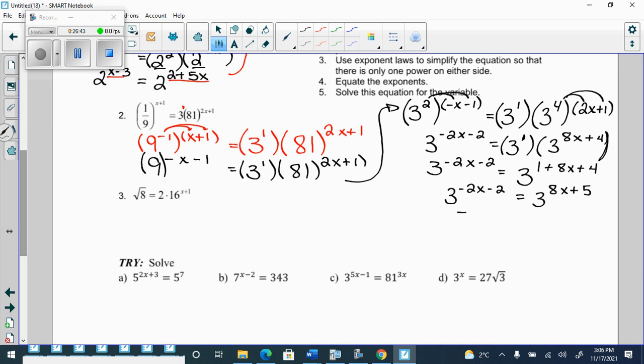Add 2x. Negative 2 equals 10x plus 5. Subtract 5. Negative 7 equals 10x. Divide by 10. I guess we want negative 7.